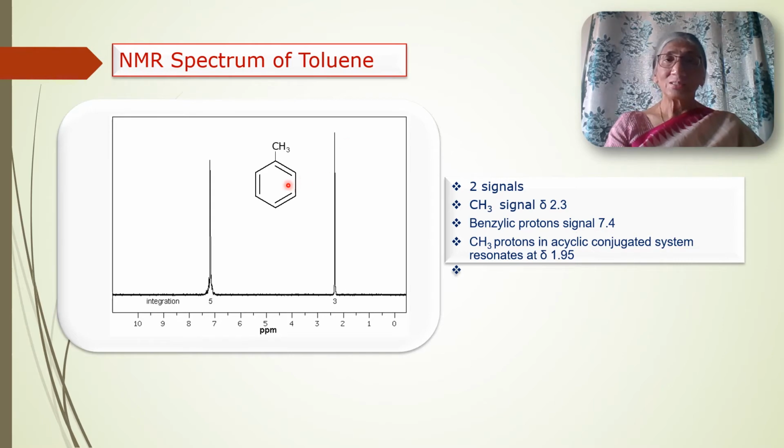Because of the strong ring current which is generated by the circulation of pi electrons, the de-shielding of methyl protons in the case of toluene is more as compared to the methyl protons present in an acyclic conjugated system.